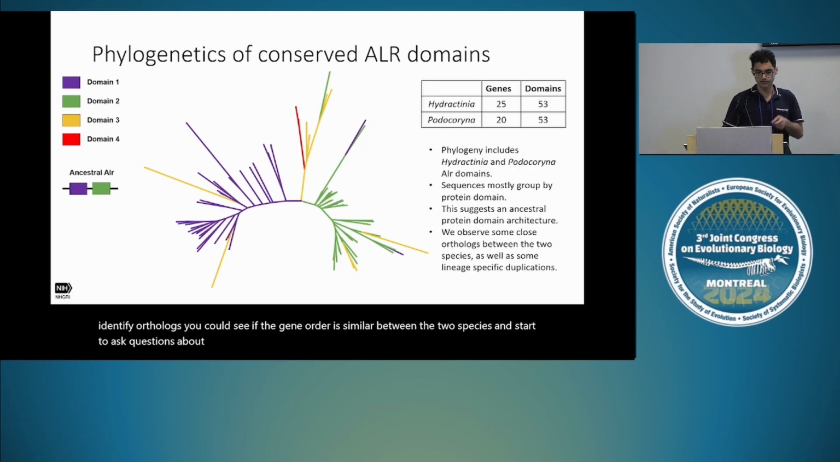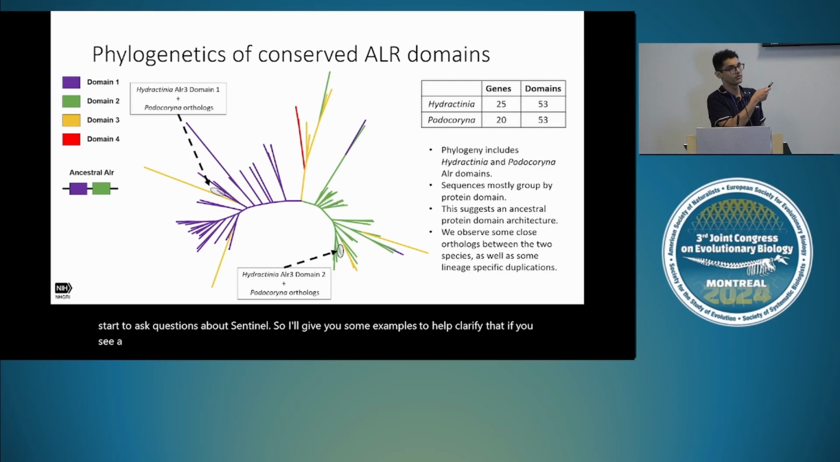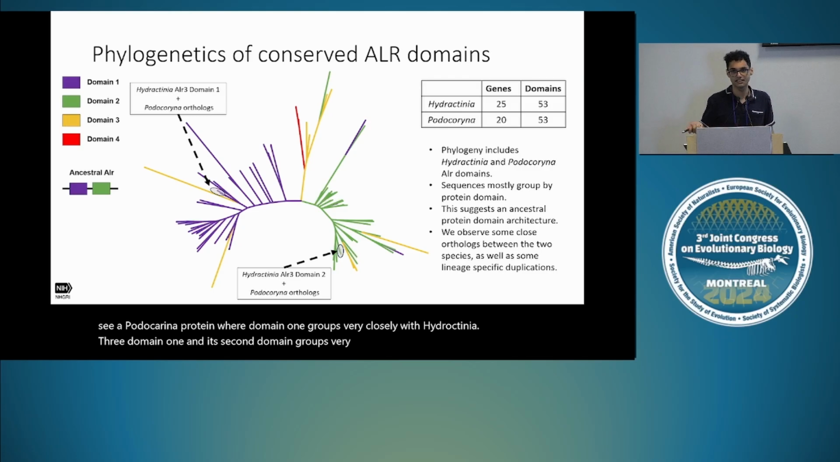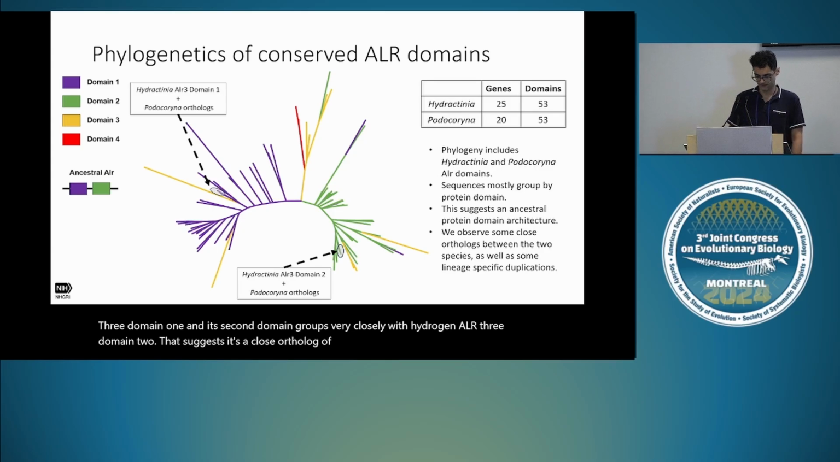So I'll give you some examples to help clarify that. If you see a Podocarina protein where domain 1 groups very closely with Hydractinia ALR3 domain 1, and its second domain groups very closely with Hydractinia ALR3 domain 2, that suggests it's a close ortholog of Hydractinia ALR3.